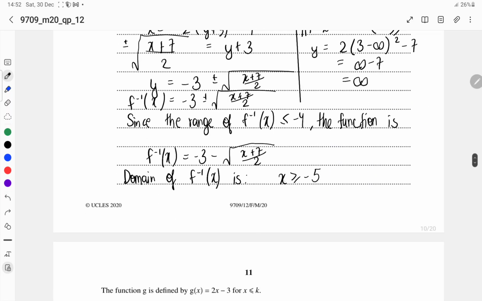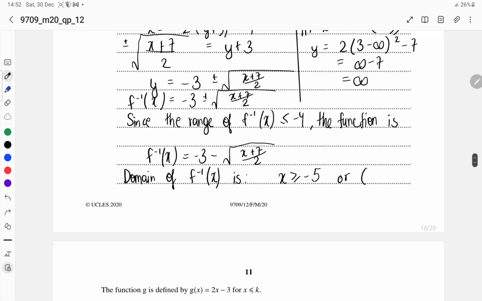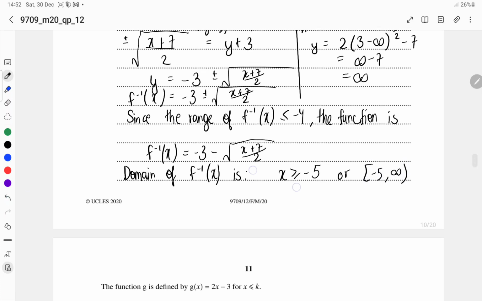So our domain is simply x greater than or equal to minus 5. Let me just check the marks scheme. Yeah, it's correct. Or we can write it this way as well. Minus 5 is included, and infinity is not included, right?